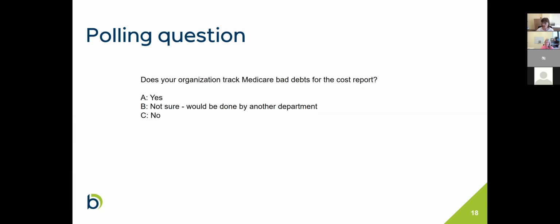Oh, that's great. So most of you are not sure, but a significant group of you do know what bad debts are, and it looks like at least some people in facilities know what's happening with bad debts. And that is great, because it's an excellent opportunity to recoup some of the funds that otherwise would be lost. All right, we will end this poll now.